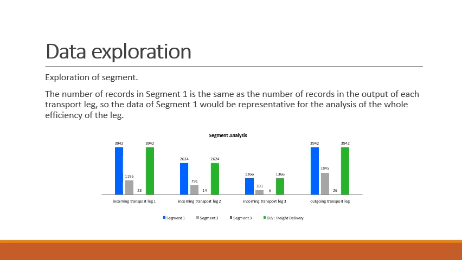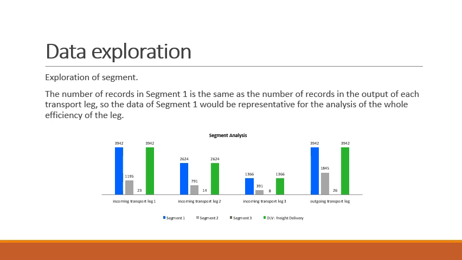As the analysis below shows, segment 1, which is the RCS segment, has the same number of records as that of the output of each leg. So the data of segment 1 would be typical for our analysis, because every time there is an output from each leg, segment 1 will have a record. That means it occurs. If we explore the data further, we find steps under each segment.